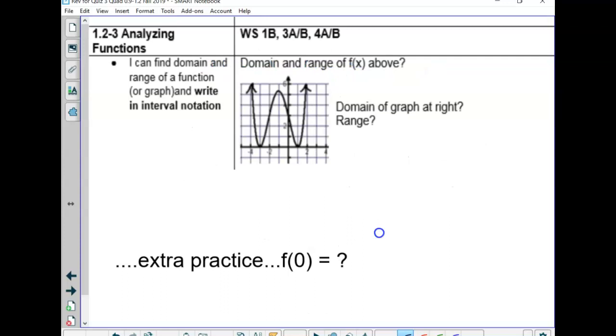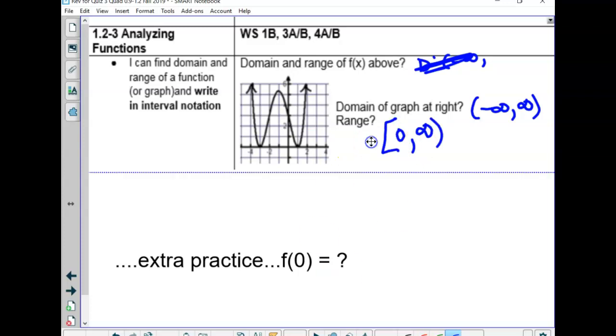Domain and range. What's the domain and range of this one, guys? Domain is negative infinity to it. Oh, okay, that's not, this is the one above. Okay, domain of this one is negative infinity to infinity, and the range is, yes, 0 to infinity.